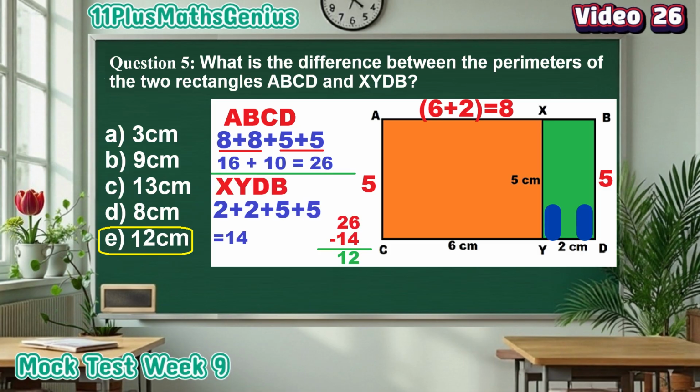We know that XYDB's height is 5 centimeters and its width is 2 centimeters. So we add 2 plus 2 plus 5 plus 5, which gives us 14 centimeters. Now we find the difference. So we do 26 minus 14, which is 12 centimeters, or E. And that's our final answer.